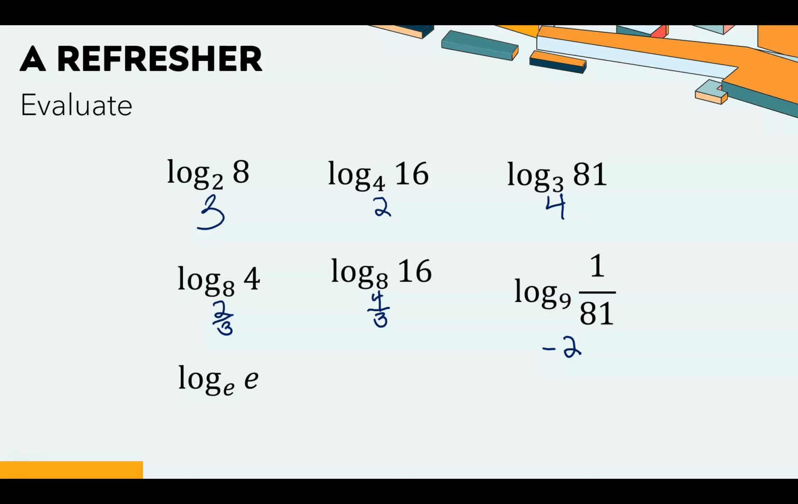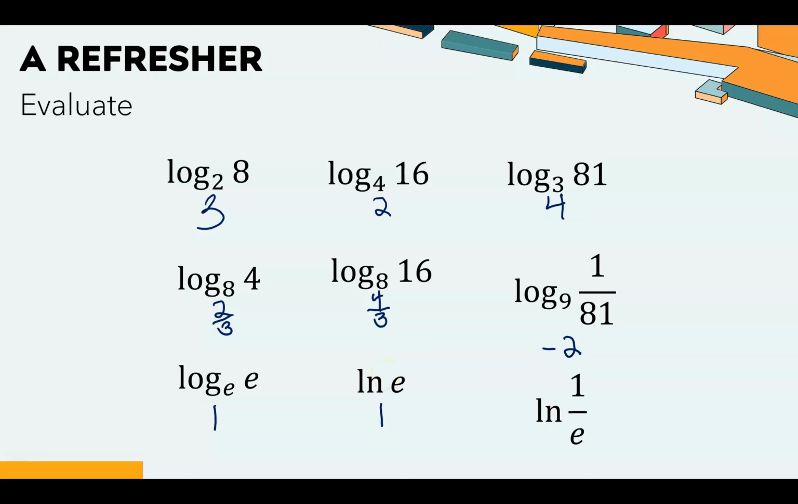So log base e of e is a ridiculous question. Obviously 1 is the exponent we put on e to get e, but people get confused when we write natural log of e. Natural log of e just means log base e of e, so that is 1.